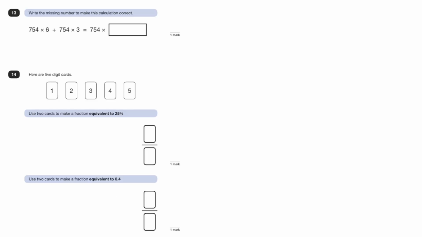Right, this question is actually really easy if you realize that you've got 754 multiplied by 6 and then multiplying it by 9. It's the same as 754. We just add these two. We're multiplying it by 9 altogether. So 9 is here. The same calculation, they've just split it up. It's like saying 10 times 5 is the same as 10 times 2, add 10 times 3. We're still multiplying by 5, 10 times 5.